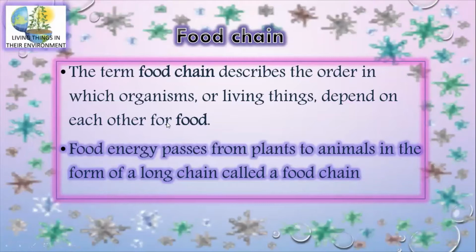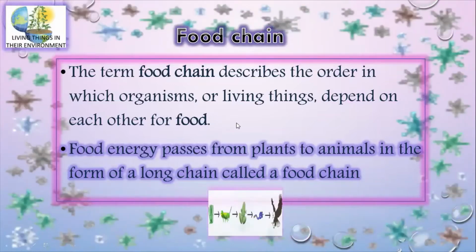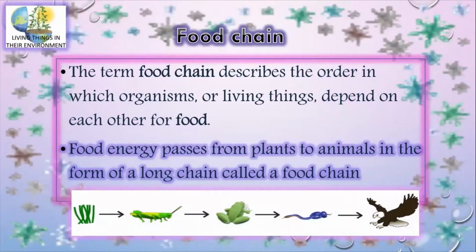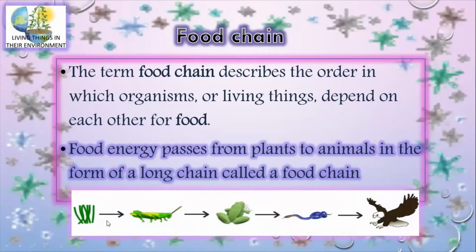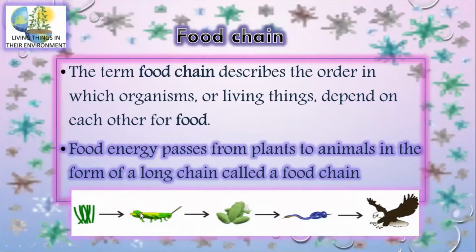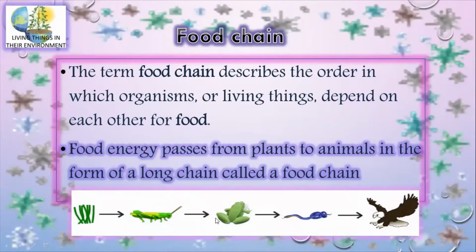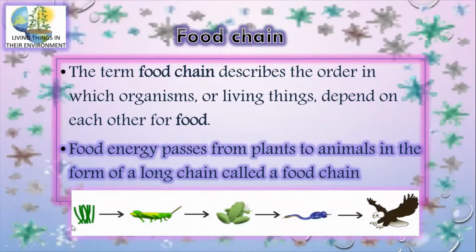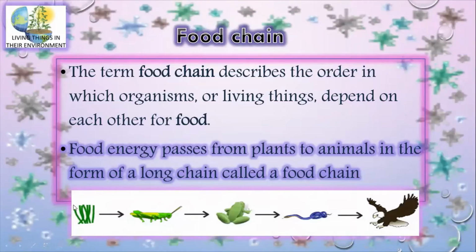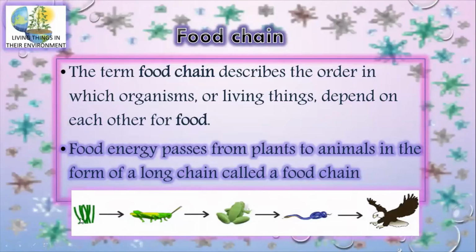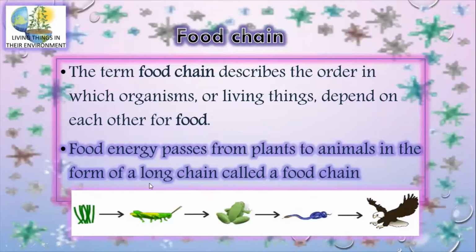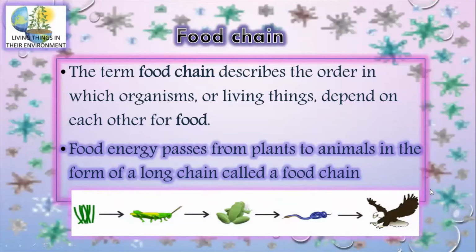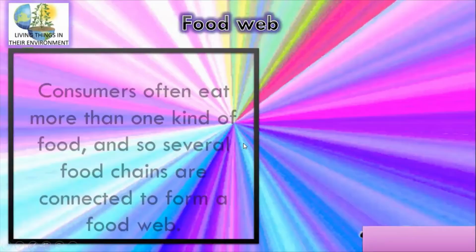Food chain. The term food chain describes the order in which organisms or living things depend on each other for food. Food energy passes from plants to animals in the form of a long chain called a food chain. As you can see in this food chain, green plants, grass, eaten by grasshopper, eaten by frog, eaten by snake, eaten by hawk.